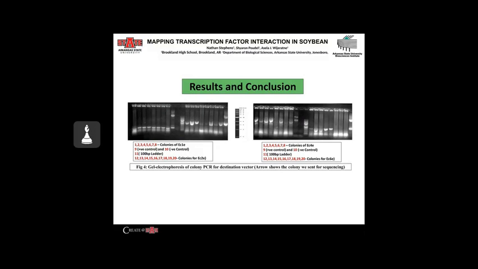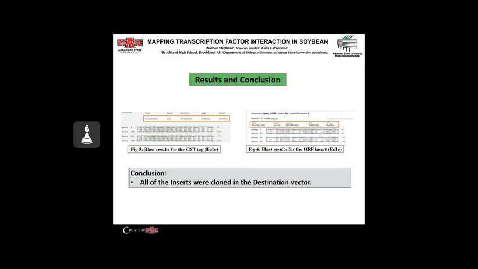In Figure 4, we can see the results of our gel electrophoresis. This showed us that the colonies were good for the sequencing. In Figures 5 and 6, we can see the BLAST results that showed us the GST tag and open reading frame were inserted into our vector and were aligned with a good score. Looking into these results, we could conclude that the open reading frames were cloned and in the vector, the results were good.